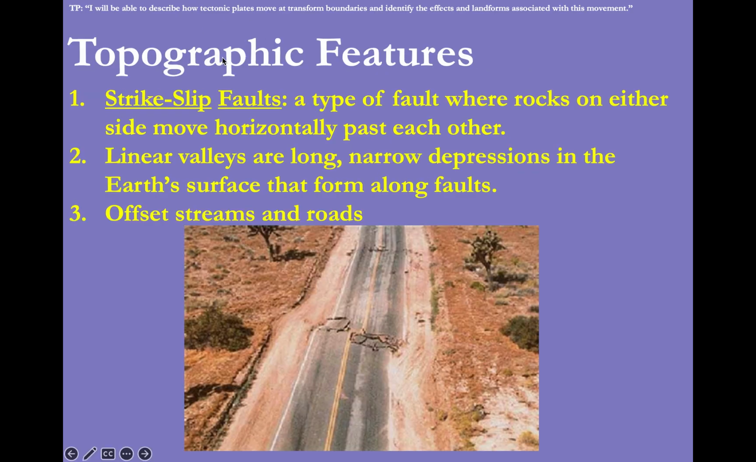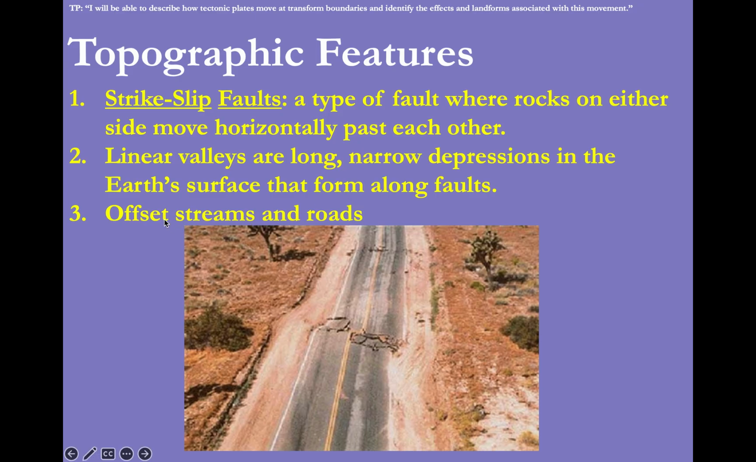All right, so we have some topographic features. We have strike-slip faults, a type of fault where rocks on either side move horizontally past each other. So strike-slip faults and transform faults are synonymous; you can use them interchangeably. They produce linear valleys. Linear, we think of lines or straight lines, and valleys are low portions of land masses. Linear valleys are long, narrow depressions in the Earth's surface that form along fault lines, at least along the transform fault line.